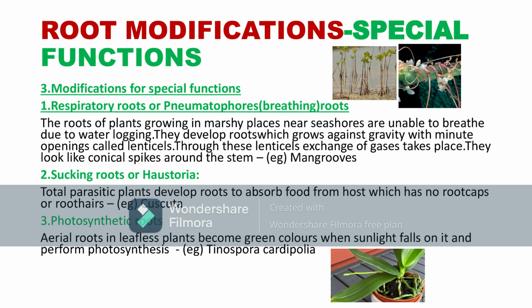Example, mangroves. Sucking roots are haustoria. Total parasitic plants develop roots to absorb food from the host, which have no root caps or root hairs. Example, Cuscuta. Photosynthetic roots: aerial roots in leafless plants become green when sunlight falls on them and perform photosynthesis. Example, Tinospora cordifolia.